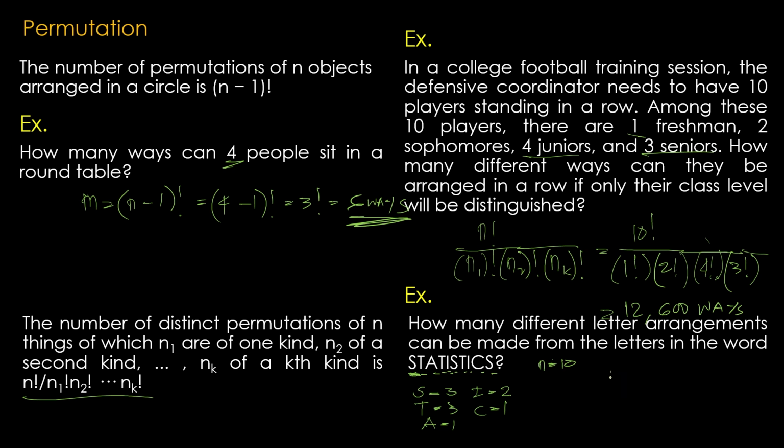If the total is 10, you have 10 factorial all over 3 factorial times 3 factorial times 1 factorial times 2 factorial times 1 factorial. So, what's the answer? How many different letter arrangements can we make? That would be 50,400 ways.